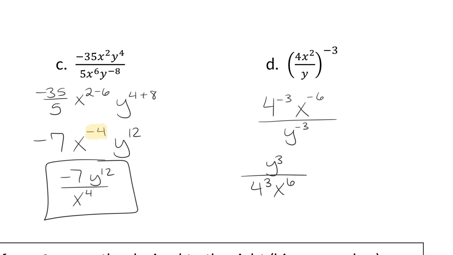Now, technically, you're not done with this problem. There's no more exponent rules to do. But do you notice that you have a regular number raised to a power? I need that multiplied out. 64. 4 times 4 is 16. 16 times 4 is 64. So the answer I would like for you to end at is y cubed over 64x to the 6th power.